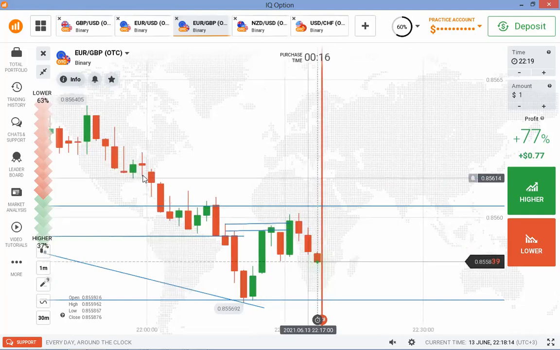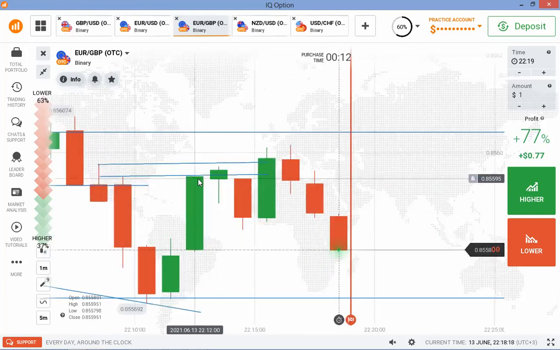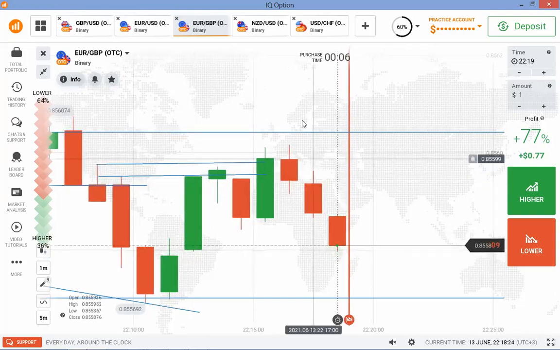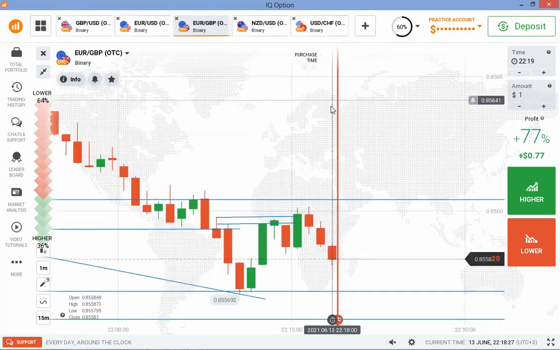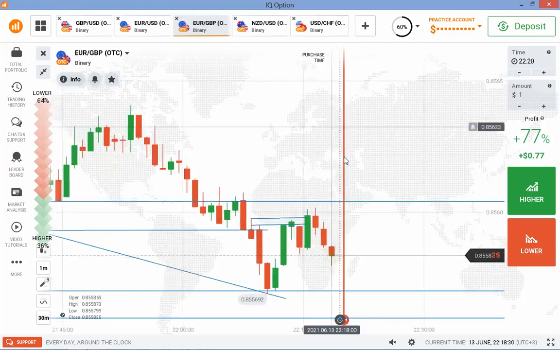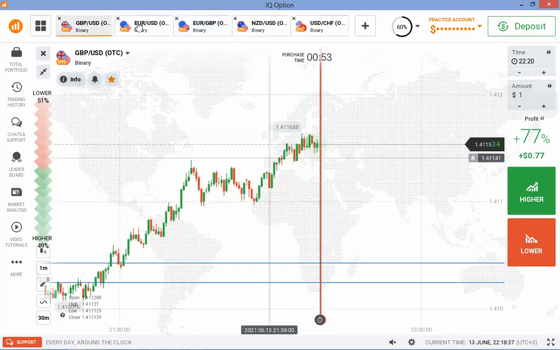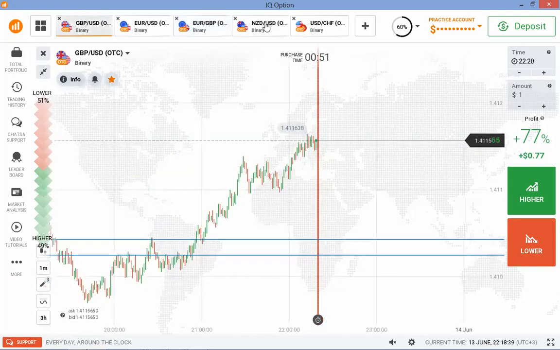Or if the price comes to this level, no rejection. The next candle also closes at that level, no rejection. Buyers might continue to the upside. So this is how you look for a bullish momentum. So let me look for another bullish setup.